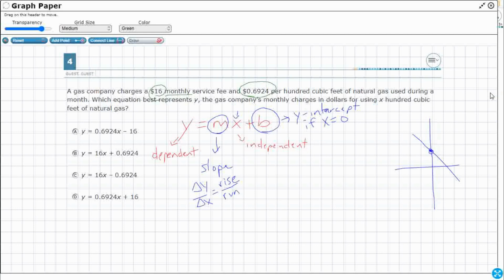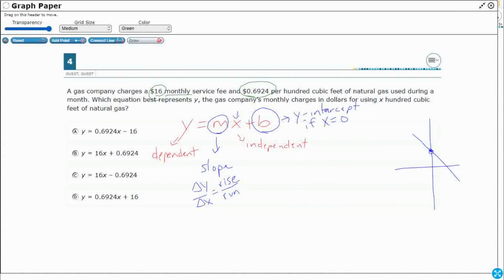But let's get into this second sentence to help us, because it's actually going to give us a little bit of a clue. So I'm going to increase my transparency a little bit more. Which equation best represents y? The gas company's monthly charges. So y is the monthly charges, okay? It's not like this is a yearly equation. This is a monthly charge. So y is the monthly charge, and then x is 100 cubic feet of natural gas. There we go. So that x is really going to give us our clue.